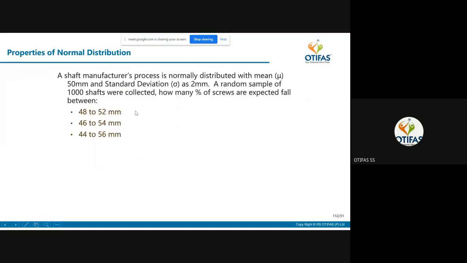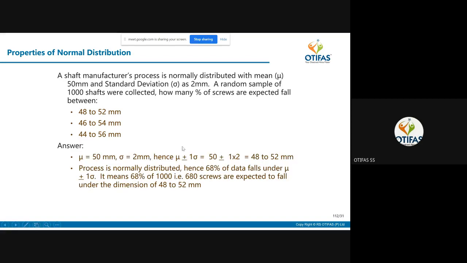So 50 plus or minus 2 means plus or minus 1 sigma, which is 48 to 52. You know that 68% of the shafts manufactured will have measurements between 48 and 52. Now, if you have 1,000 shafts, that means 68%, so 680 shafts will have diameters in the range of 48 to 52.